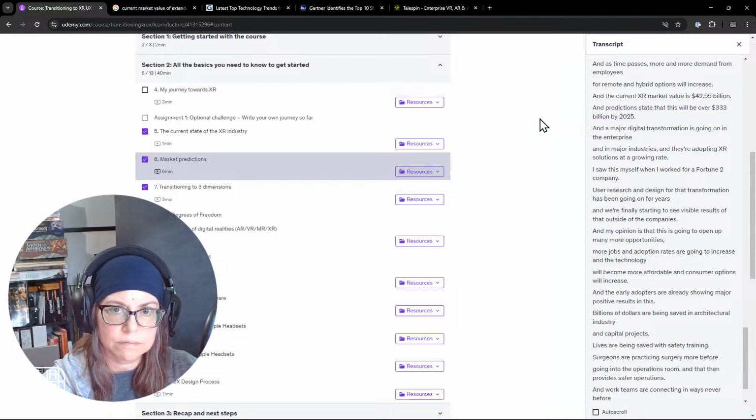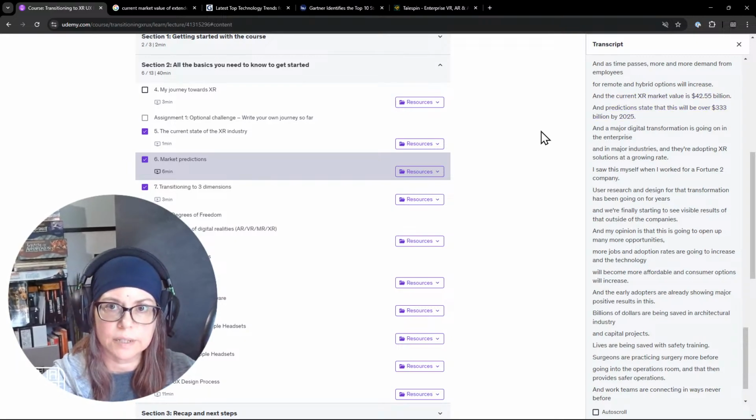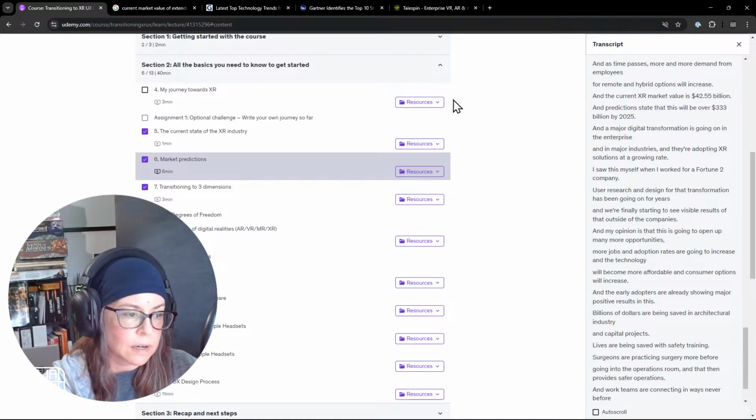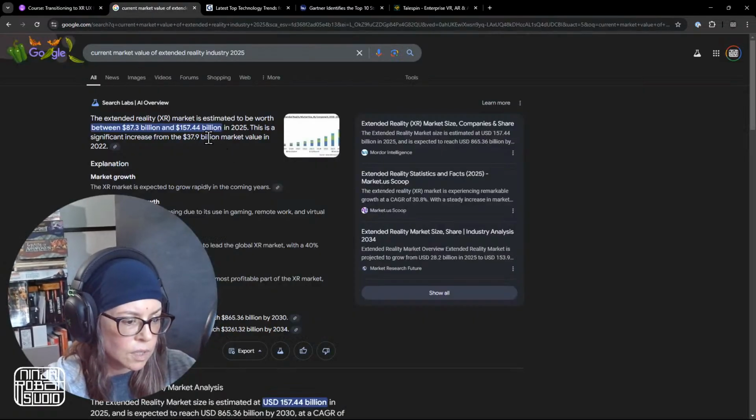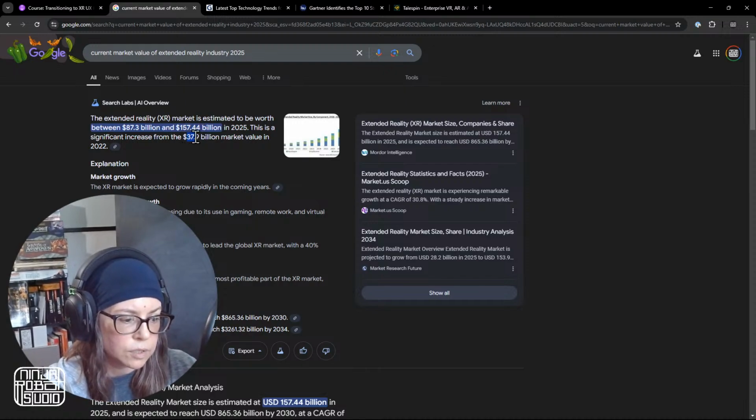The economy, you know, things happen. The economy is terrible. People are having a hard time finding jobs. XR is a luxury right now. So it's not there yet. But it is still climbing. It has increased. It was around 37.9 billion in 2022.